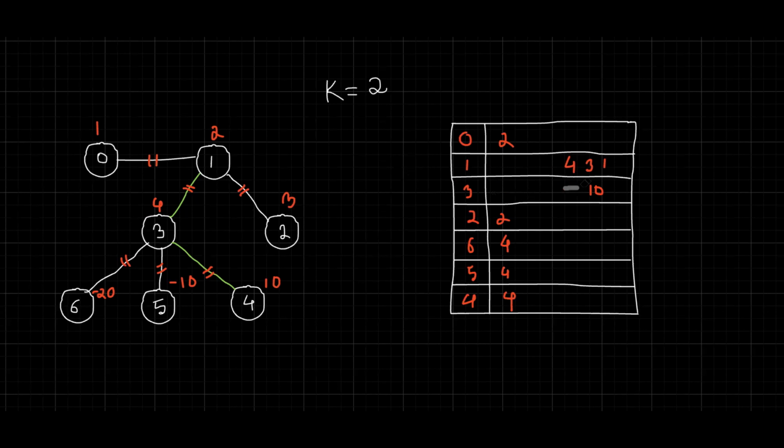2 minus 20 minus 10, 10 will become 10, 2 minus 10 minus 20.